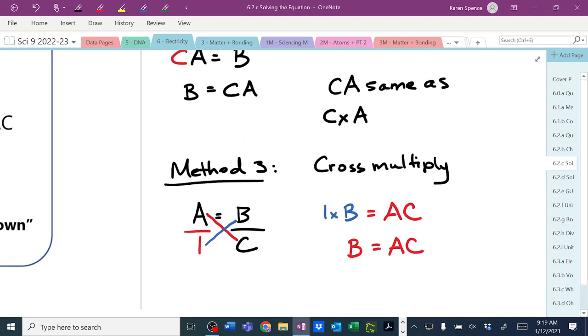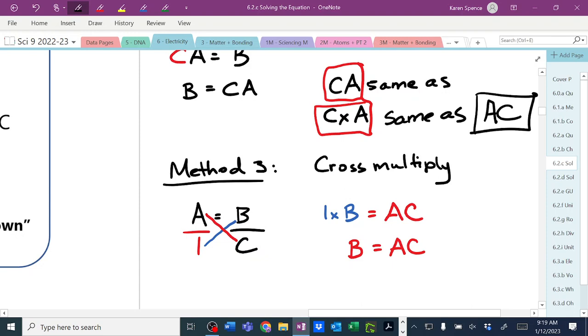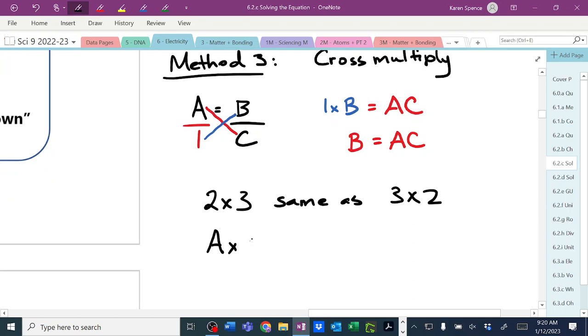And if you remember, CA was the same as C times A, which is also the same as AC. Does it matter if I say 2 times 3 or if I say 3 times 2? No. Okay, so 2 times 3 is the same as 3 times 2. So that means if you have A times C, that's the same as C times A.